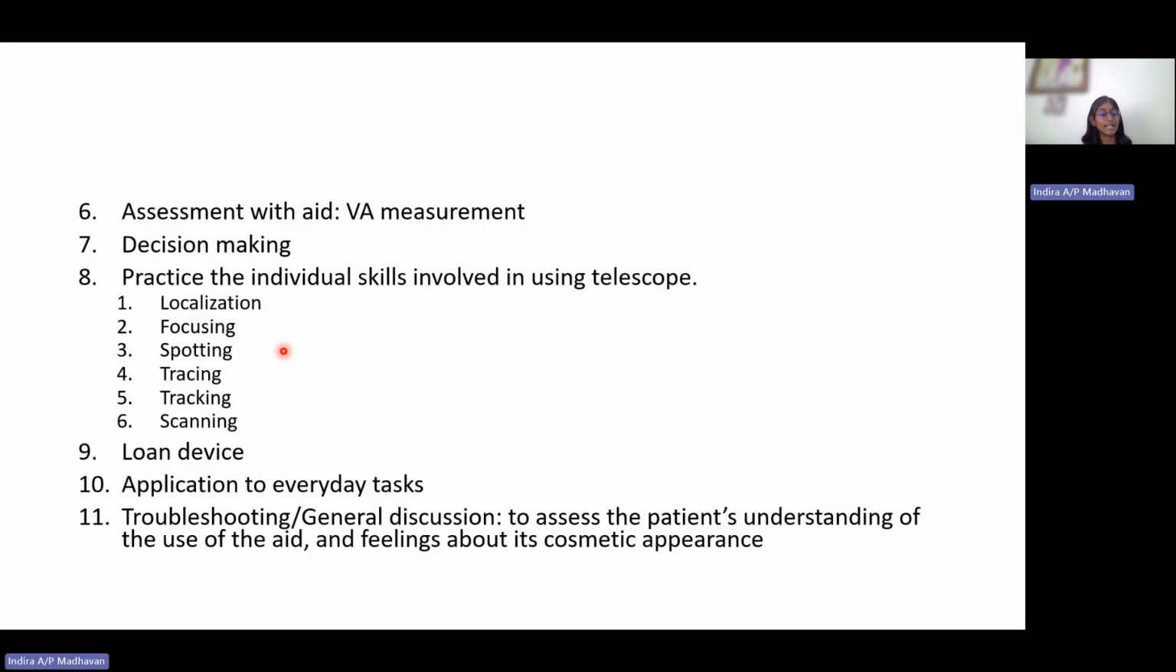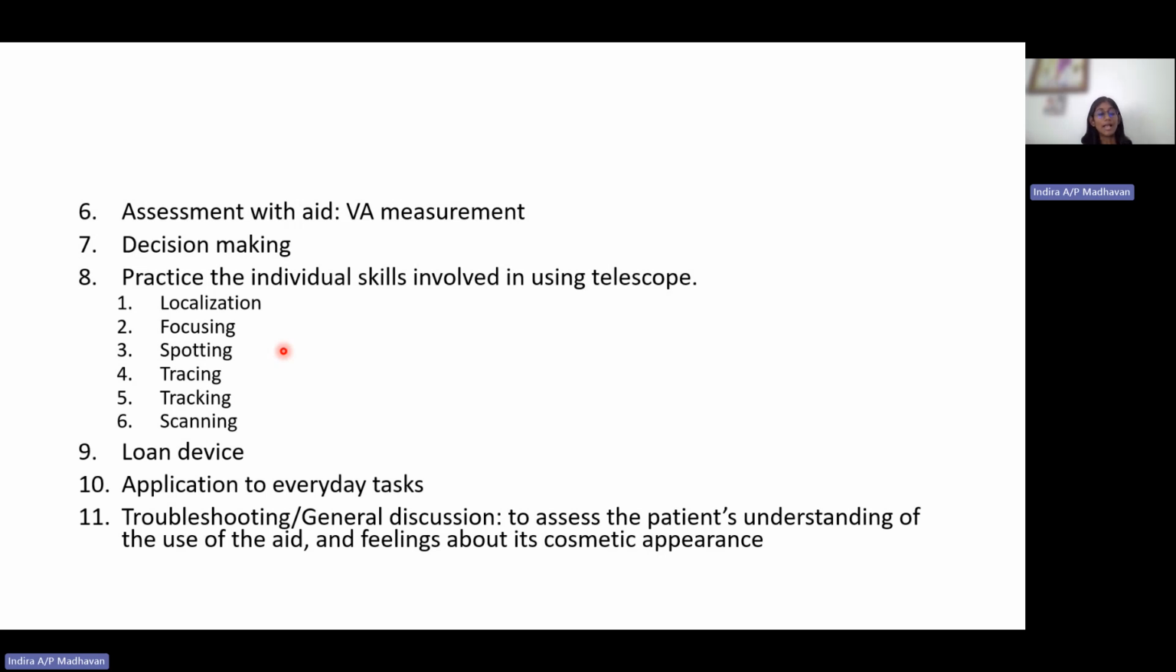And then once you have selected the device, we don't simply order the telescope straight away. The proper way of doing it is you loan your device to the patient, collect the cost price of the device, and then ask them to bring back the telescope, and try to use the telescope for the daily activities that they do for distance. For example, if they requested it for watching television, let them watch television with the telescope. Apply it to everyday tasks and then come back to us after 1 or 2 weeks.